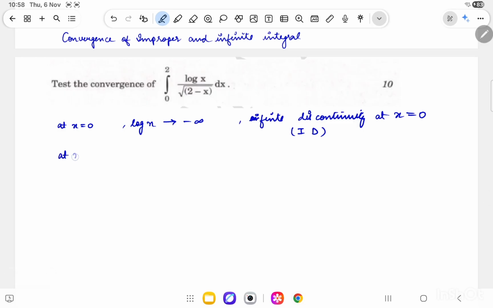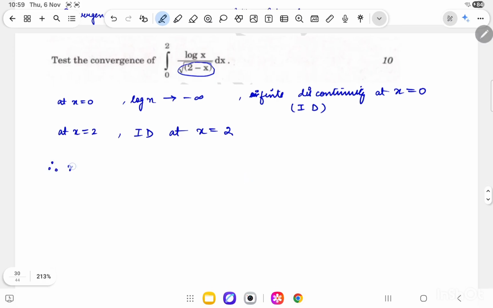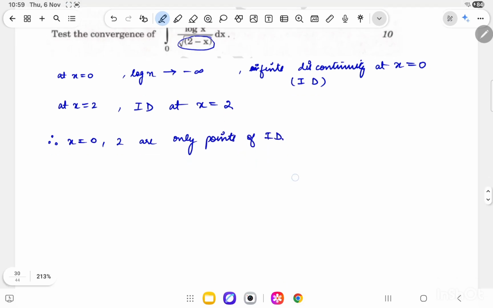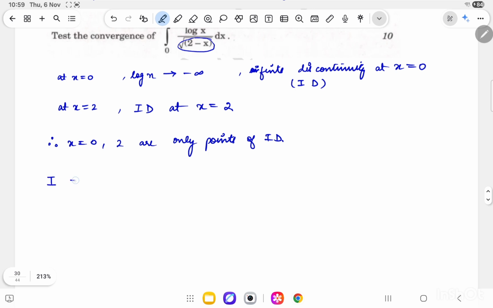Likewise, if I check at x equals 2, again we have infinite discontinuity at x equals 2 as well, because the denominator is 0 when I plug in x equals 2. Apart from these 2 points, our function is a proper function. These are the only 2 points of infinite discontinuity. Therefore x equals 0, 2 are the only points of infinite discontinuity.